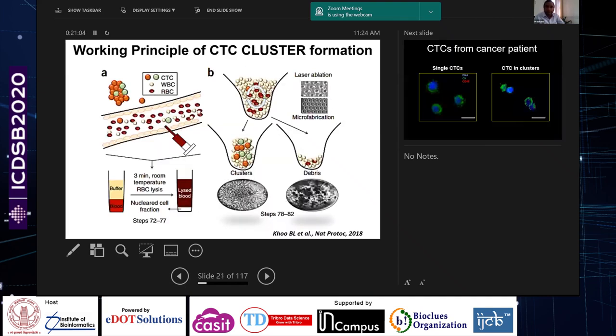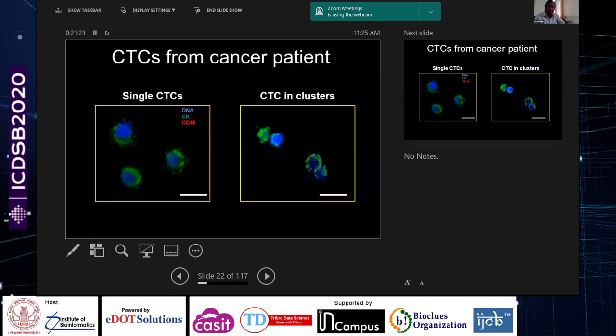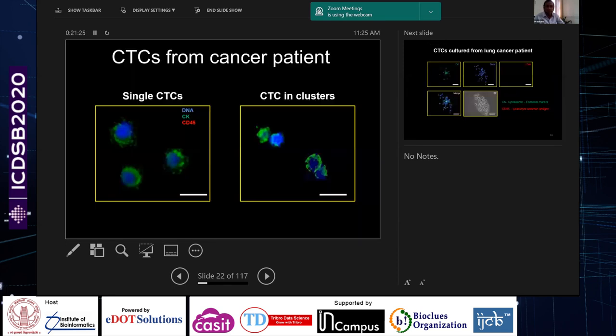So this is where we have published this work. You could see that you take these clusters from the blood, you culture them, and you look at two different kinds of phenotype. One with the clusters phenotype, one where there are no tumor cells and it only makes cell debris. This is how the CTC looks like.